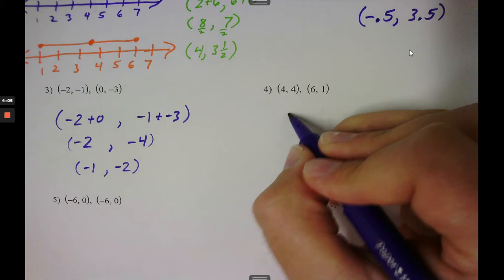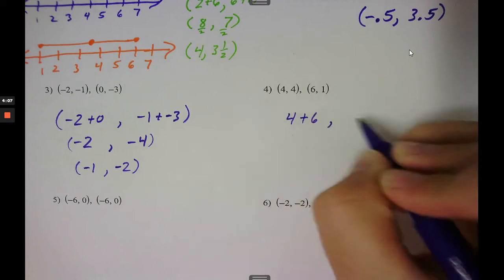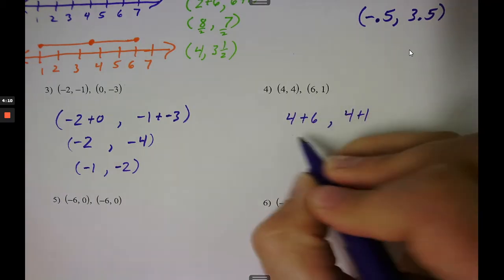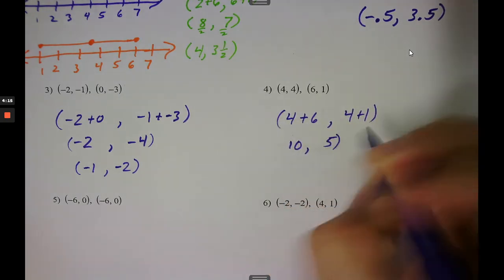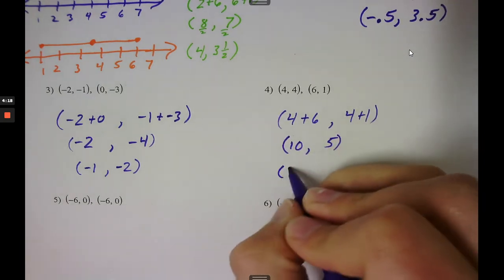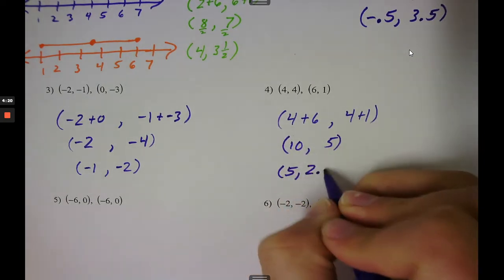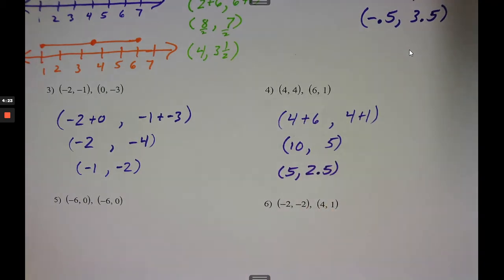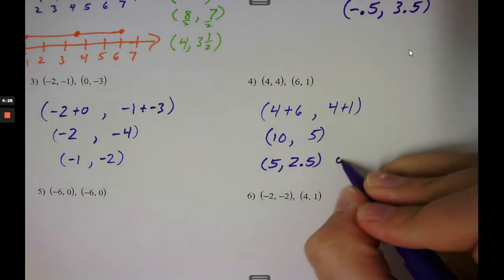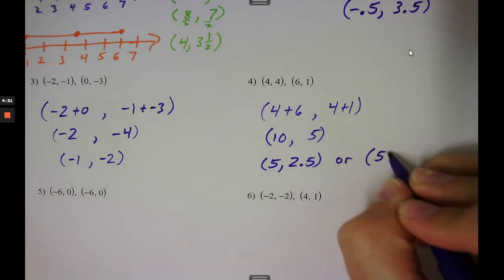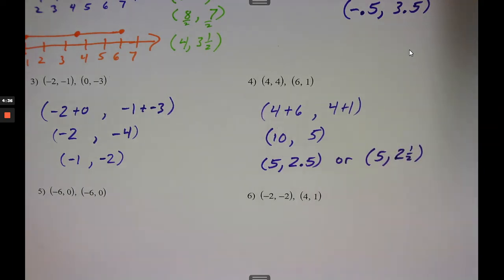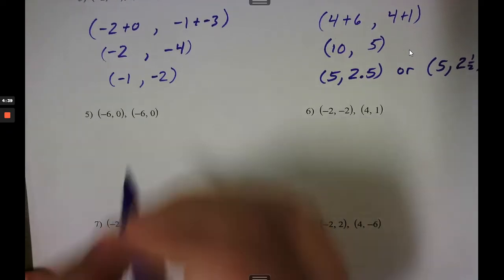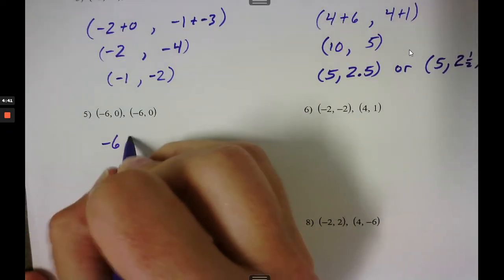For number 4, 4 plus 6, comma, 4 plus 1. That'd be (10, 5). Half of that is (5, 2.5), or 2.5, whichever one you prefer. All right, next one.